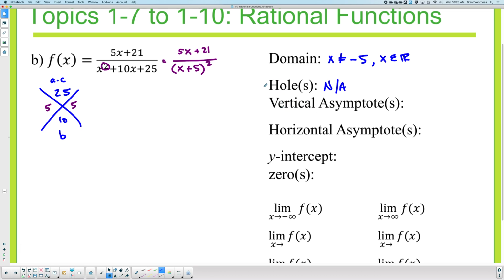Vertical asymptotes, as you notice, I've grouped those together. These come from any factor that's remaining. Do I have any factor in the denominator remaining? Yeah, I do, right here. What can x not equal?